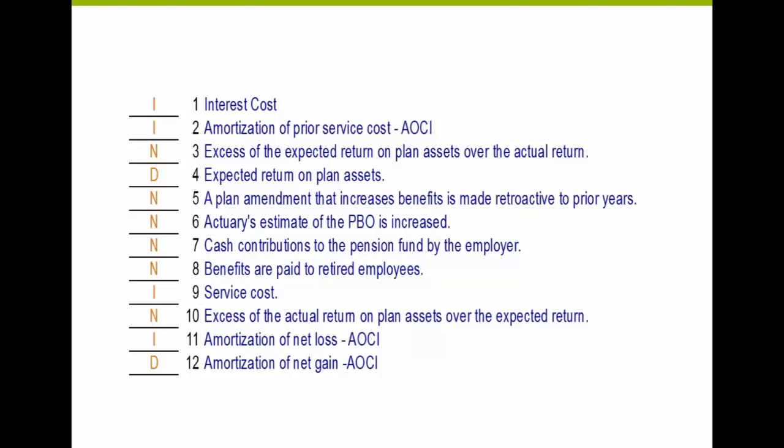An actuarial estimate of the PBO is increased. This has no effect. It may, in fact, be part of our actual gains and losses that we're going to keep in other comprehensive income. So I think that's a sort of a simplistic answer to this.